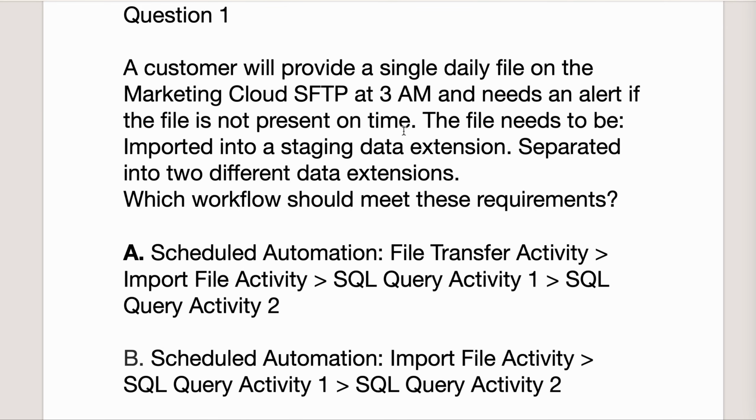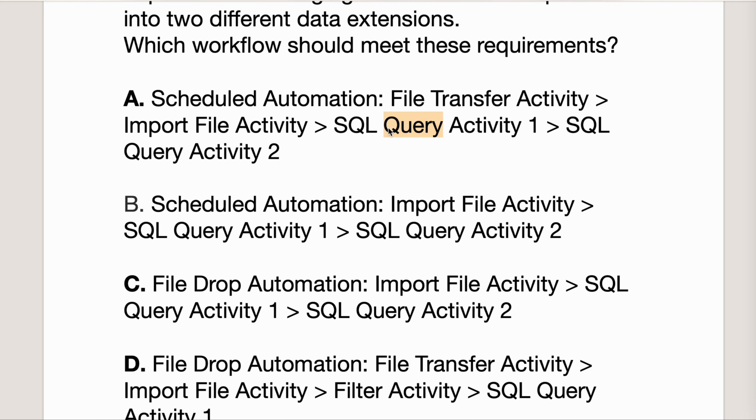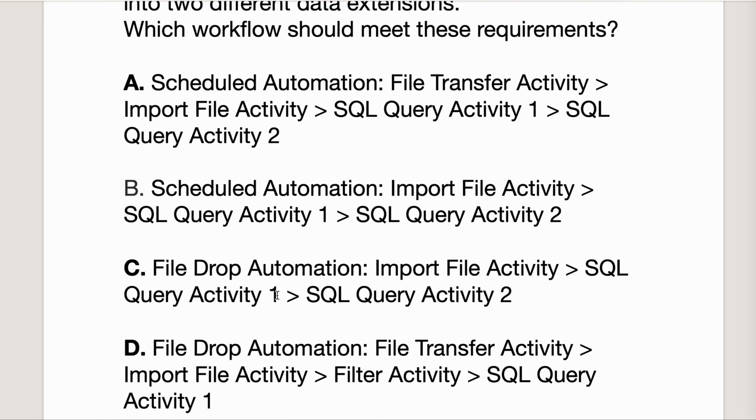A customer will provide a single daily file on a marketing SFTP at 3 a.m. and needs an alert if the file is not present on time. Basically, if they're putting the file up at 3 a.m. and it is not present, then you should set up a scheduled automation, because you have to run the automation at 3 a.m. and then check if the file is present or not. So there are four options. Definitely C and D would not be preferred, because you want to run the automation at 3 a.m. So you will definitely select schedule automation.